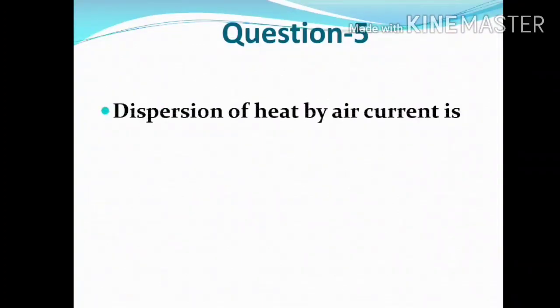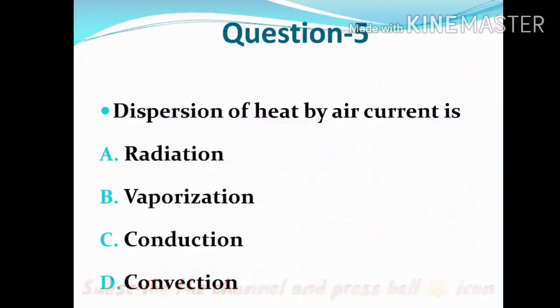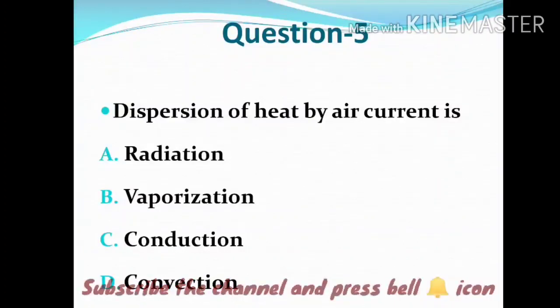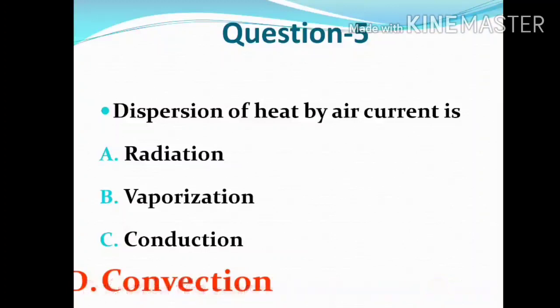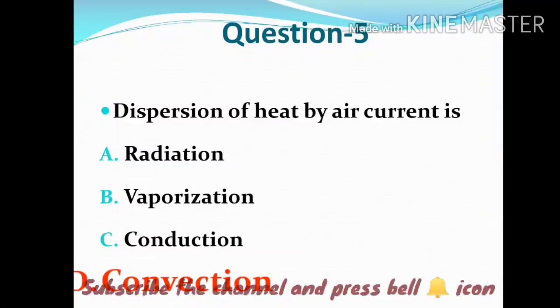Next question. Dispersion of heat by air current is. Options: radiation, vaporization, conduction, convection. Here the answer is convection. Convection is the transfer of heat away by air current or air movement.